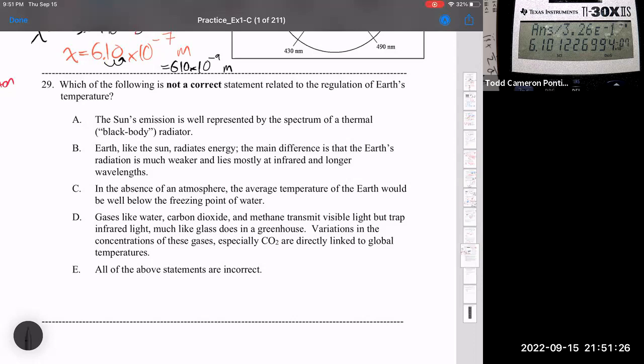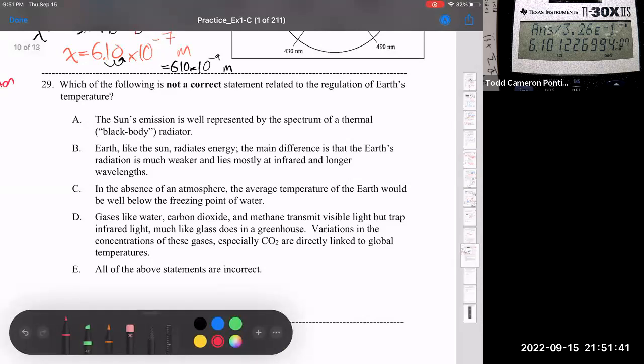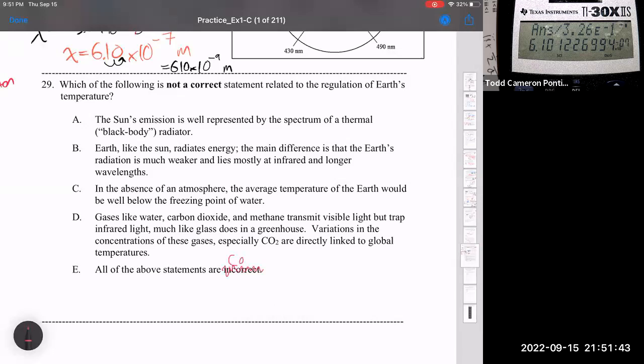E says all of the above statements are incorrect. And E is also incorrect because all of the above statements are correct. This is a typo, so there is no technical right answer here. The key says E, but we're just going to change that.